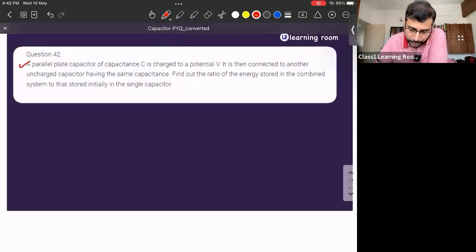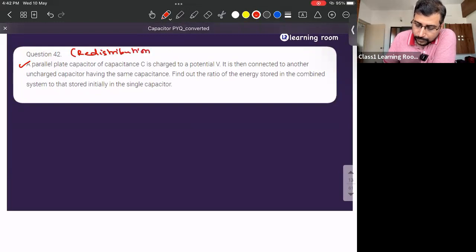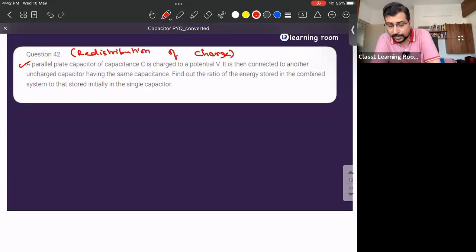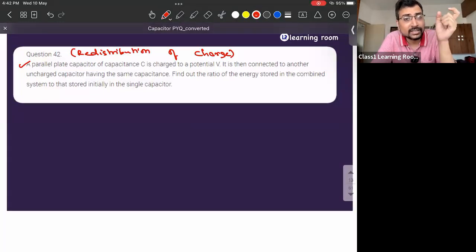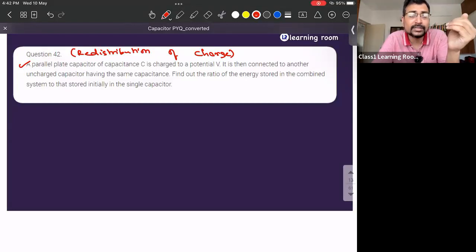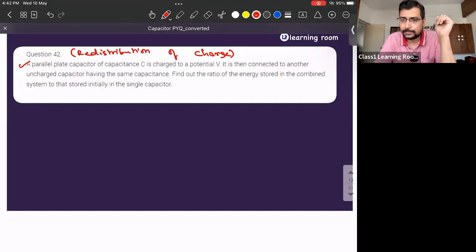This is another question which is based on the concept of redistribution of charge. There is a parallel plate capacitor of capacitance C which is charged to a potential V. It is then connected to another uncharged capacitor having the same capacitance. Find out the ratio of the energy stored in the combined system to the energy that is stored initially in the single capacitor. So draw the diagram for both the cases and then try to solve this.